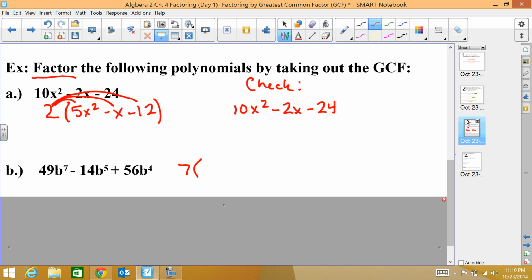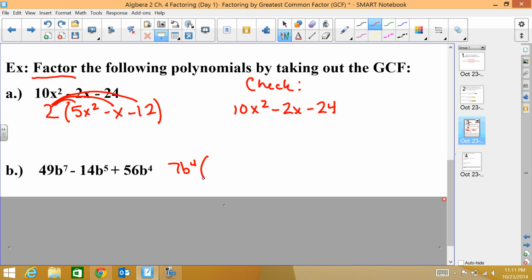So if I take out 7, then I have, if I divide this, oh, I'm sorry, I need to go back one step. Okay, so 7 is the greatest number that can be taken out. Then we need to look at the variables. So if I look at the variables, then b to the 4th can come out of this one. And there's at least 4 here, and there's at least 4 here. So b to the 4th can also come out. So 7b to the 4th is actually my greatest common factor.